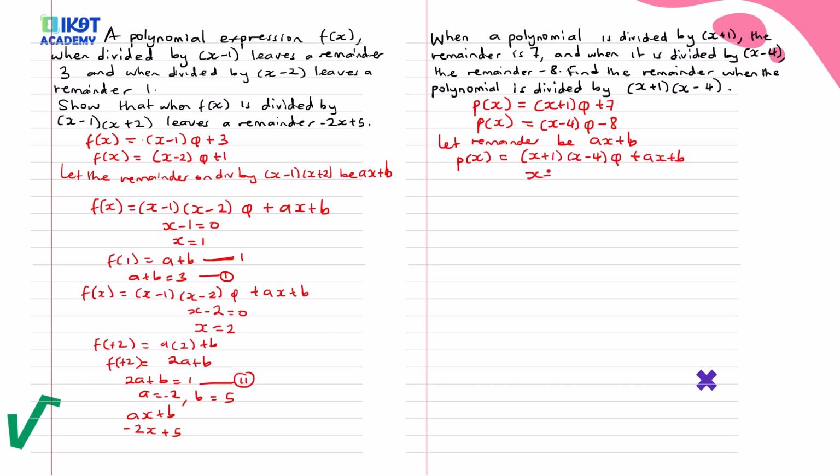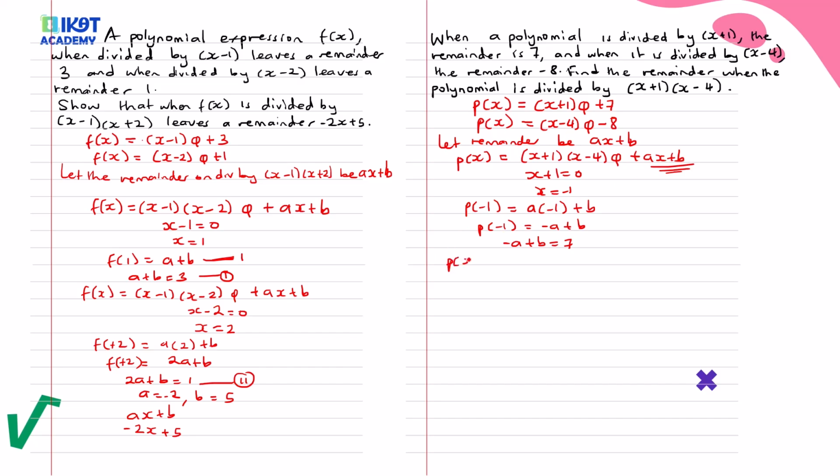So we start with x plus 1 is 0, x is equal to -1. So p of -1 is going to be, this whole thing is 0, into a times -1 plus b. So p of -1 is -a plus b. But remember the remainder on division by x plus 1 is 7. So -a plus b is equal to 7, since this is the expression for the remainder. I don't know if this makes sense.